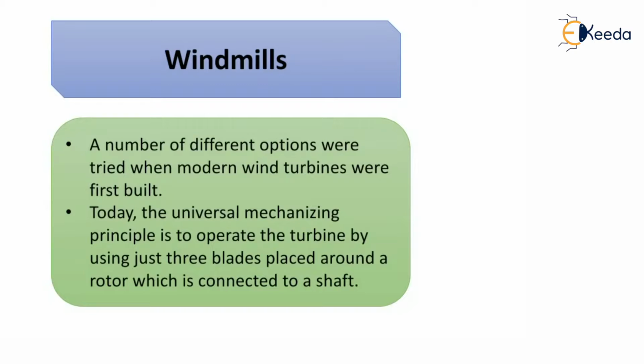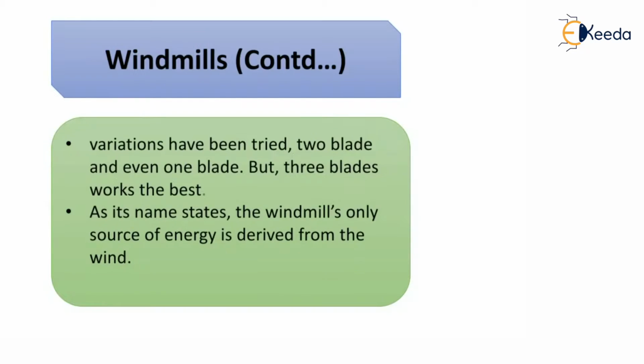Now we will see about the windmills. A number of different options were tried when the modern wind turbines were first built. Today, the universal mechanizing principle is to operate the turbine by using just three blades placed around a rotor which is connected to a shaft. Variations have been tried with two blades and even one blade, but the three blades work the best.